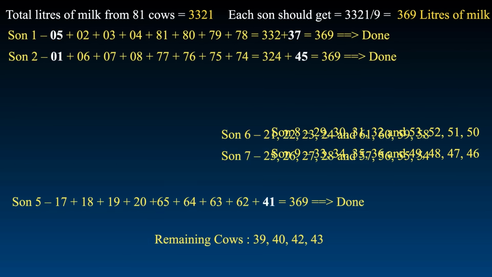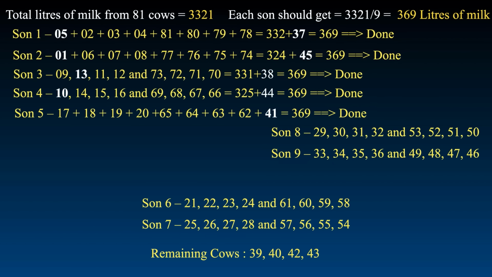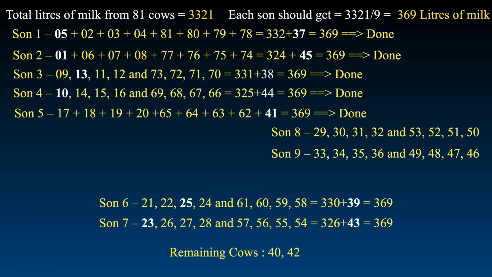For the next pair, there are again 41 short, but we only have cows which are plus or minus 2 and plus or minus 1 away from 41. If we do plus or minus 2 for this pair, then give 39 to son 6. It will now be 2 short.